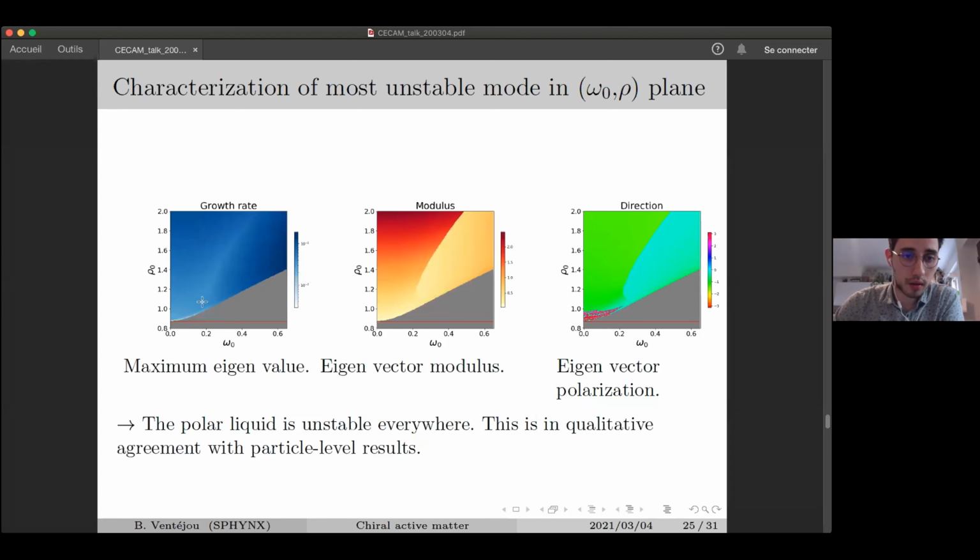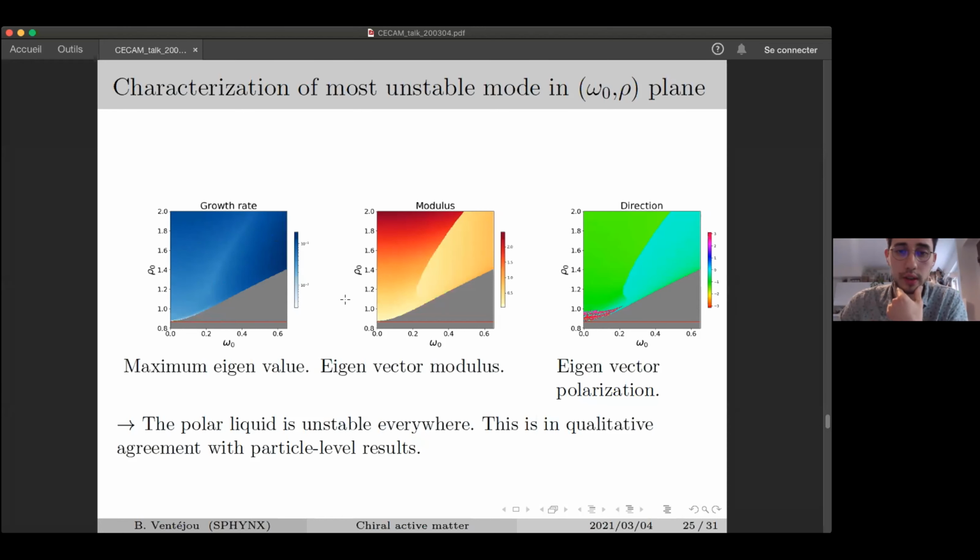Here, if we are in the area of the existence of the polar liquid solution, we plot the growth rate, and the growth rate is always positive. So it means that the polar liquid solution is unstable everywhere.